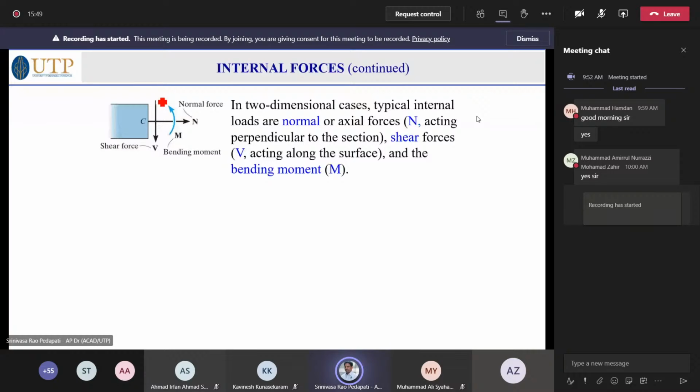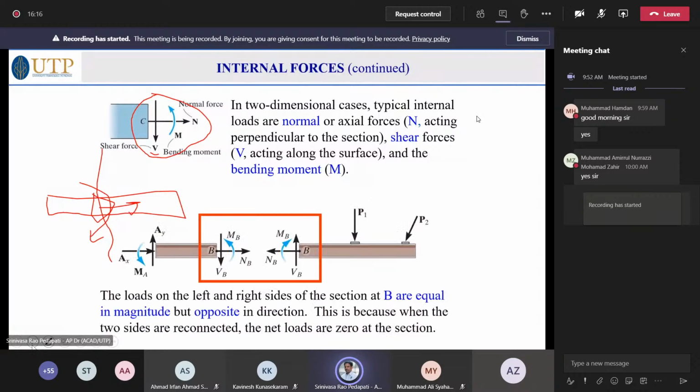So the bending moment. Whenever you cut a beam at a section, there exist three types of loading. One is the vertical shear force, another is the normal force, and the other is the bending moment. These are the three components which can exist when you take a free body diagram of a beam.